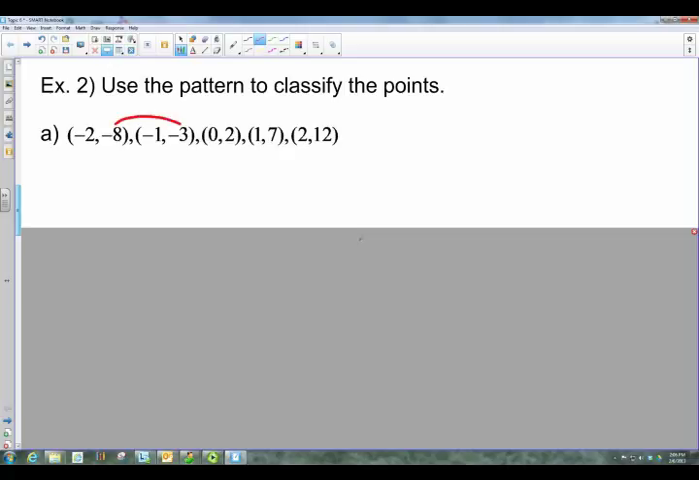Well, from -8 to -3, what have you done? Well, if we're thinking in terms of difference, we're going to think subtraction. So the difference between these would be 5. We added 5 to get from -8 to -3. Now we look again from -3 to +2. Well, if I were to subtract 2 minus -3, I would get 5. So I added 5. From 2 to 7, you would add 5. From 7 to 12, you would add 5.